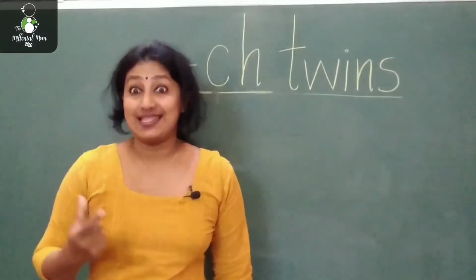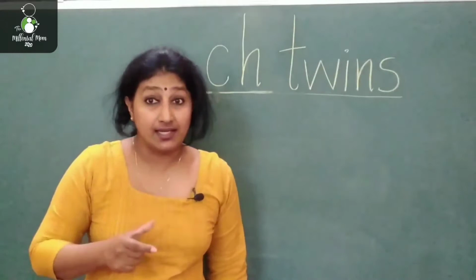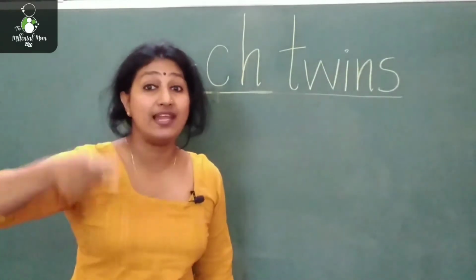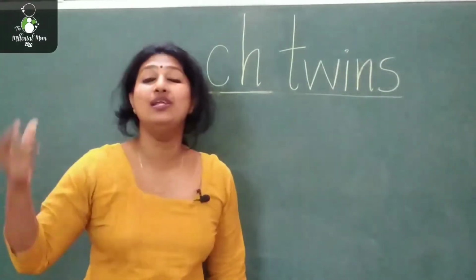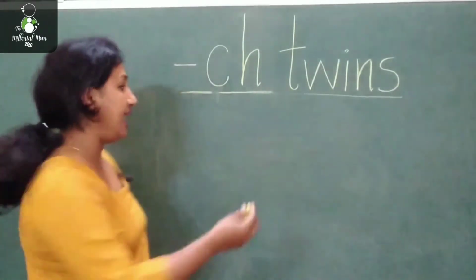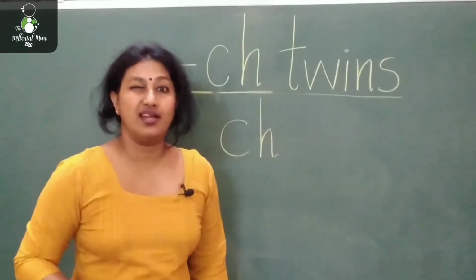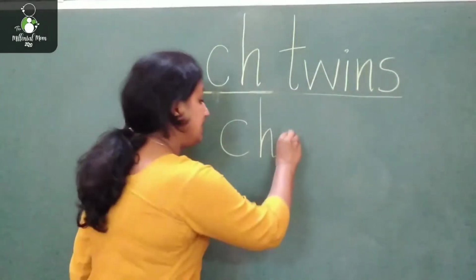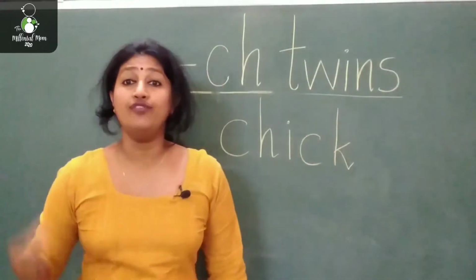And now the last word. This is a CK word, okay? Chick. Chick. We know the spelling of chick because we have learnt the spelling of chick in the CK word family. How will you write the word chick? Ch. Ch is CH. Ik. Ik. I-C-K. C-H-I-C-K is the spelling of chick.